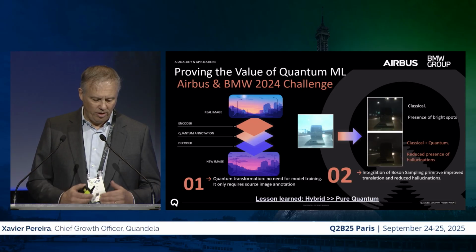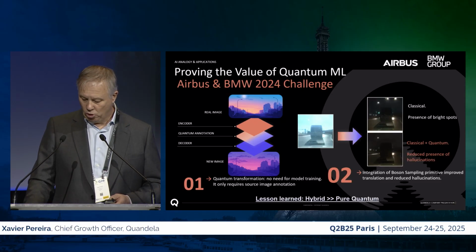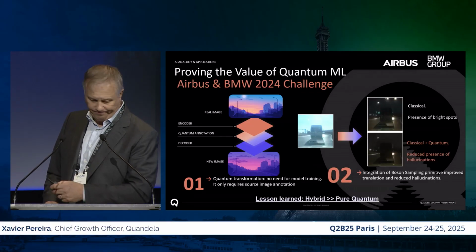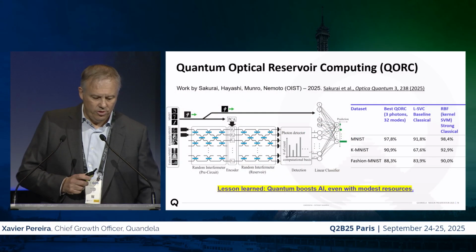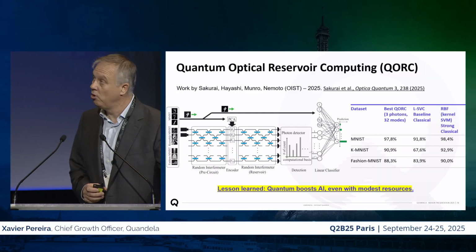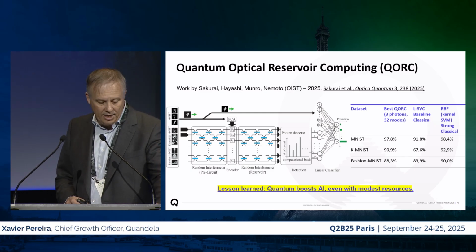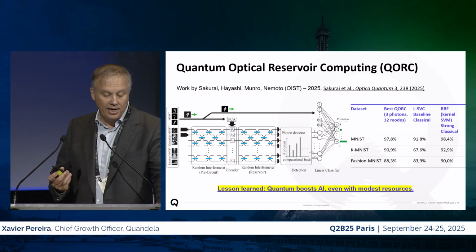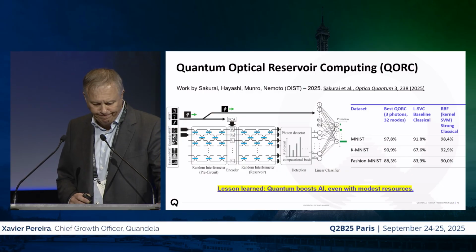And this idea is reinforced by a second independent example that I'd like to share with you, the quantum reservoir paper. So here, you see some results from Sakurai, Hayashi, Monroe, and Nemoto's work at OIST, using a boson sampler as a quantum reservoir, exactly the kind of photonic hardware architecture we're developing at Quandela.